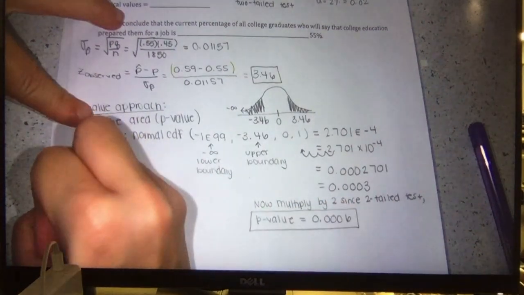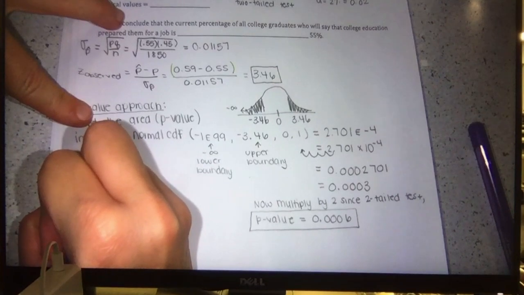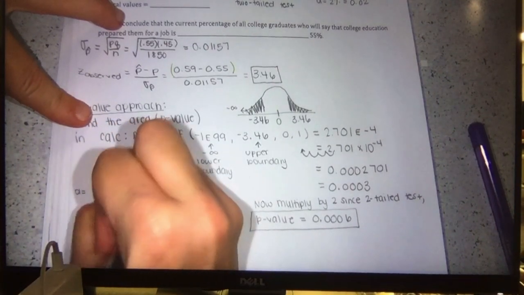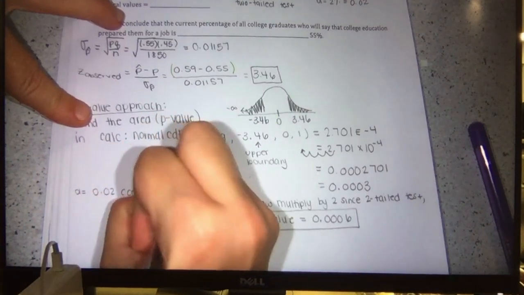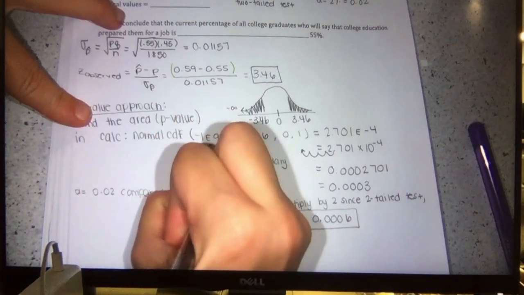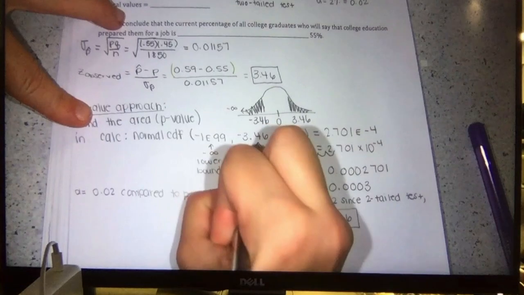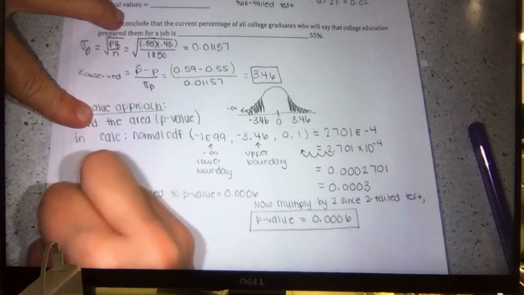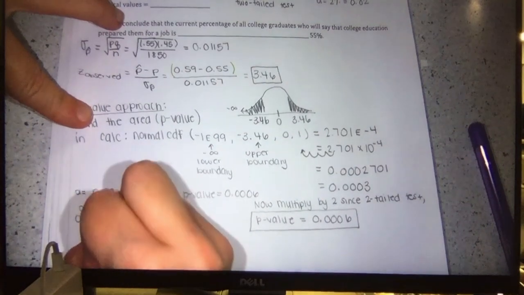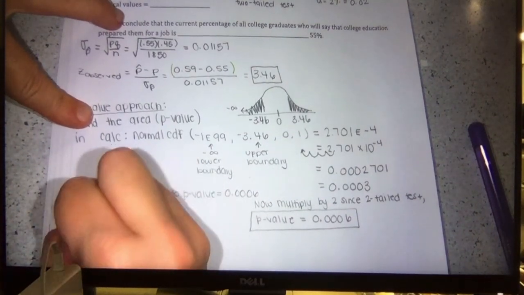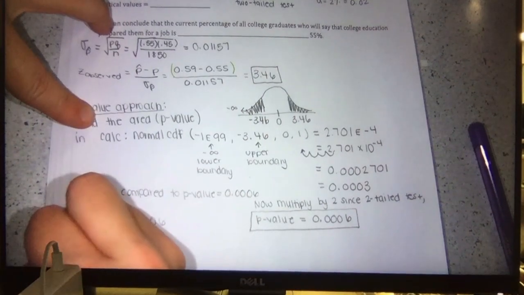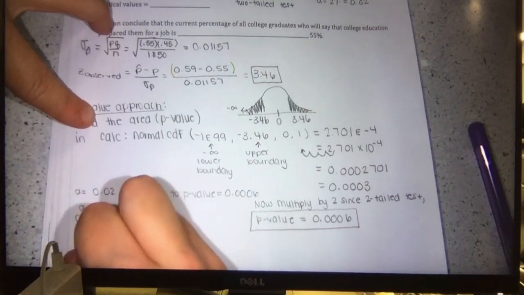Now taking our alpha, which is 0.02, compared to our p-value, which is 0.0006. Our alpha is bigger, so that means we are going to reject the null.